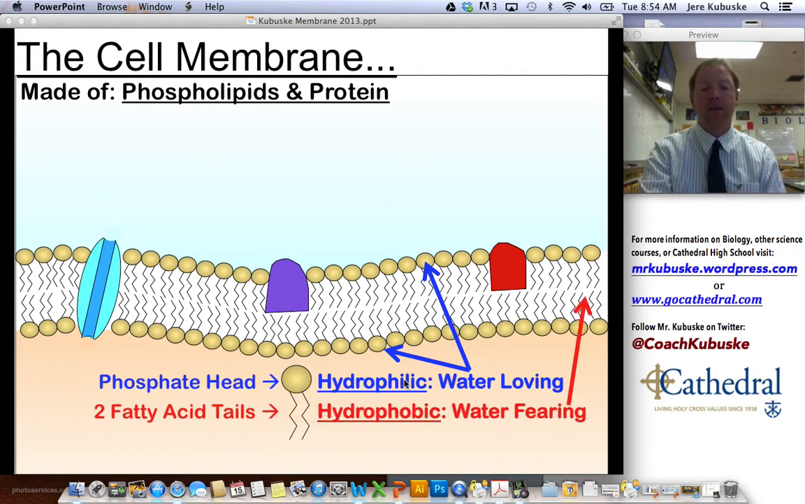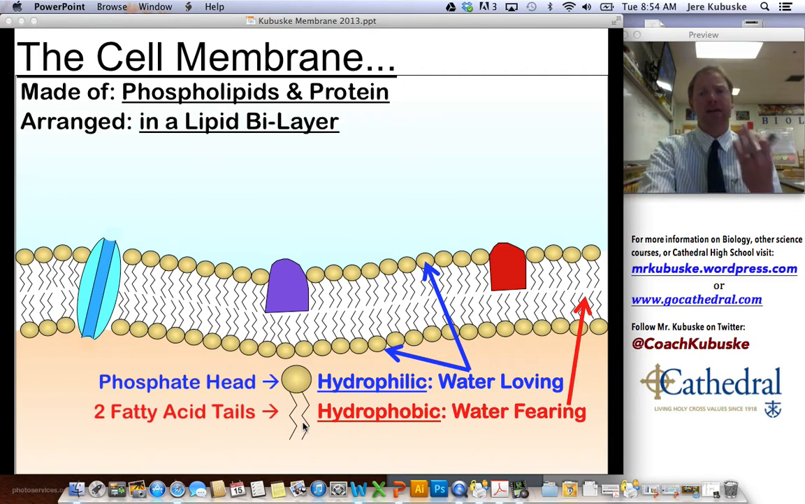Now the reason that the heads are hydrophilic and the tails are hydrophobic is that the heads have a charge, and so they can be attracted to the water and water's charge, but then the tails do not have a charge, so therefore they always point in the opposite direction of the water molecules because they don't have that charge. They're repelled then by water.